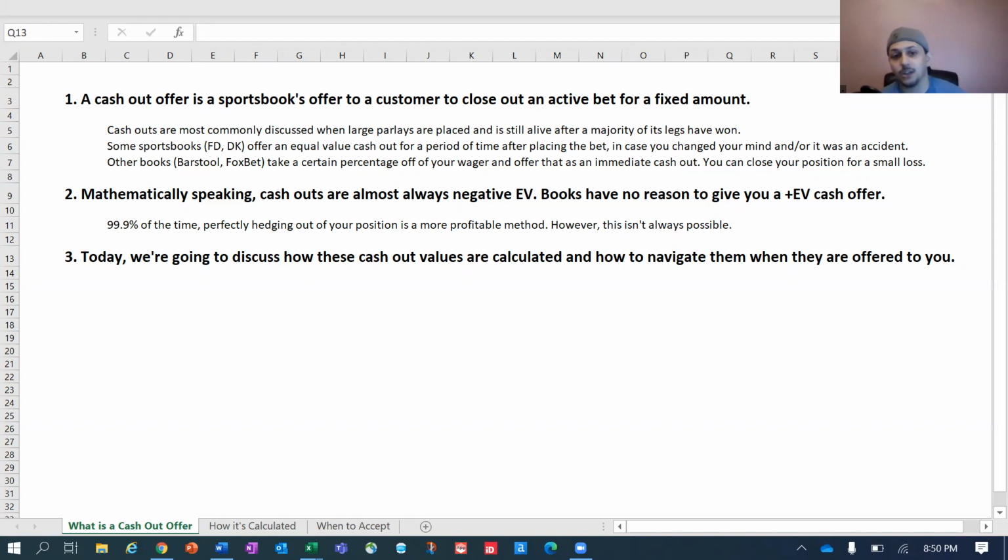Mathematically speaking, cash outs are almost always negative EV. The books don't have an incentive to give you a positive value on that, meaning a better value than you could get than just hedging it. So almost always hedging your position out, if you don't want to let that bet ride, is going to be your best bet. But it's not always possible for a variety of reasons.